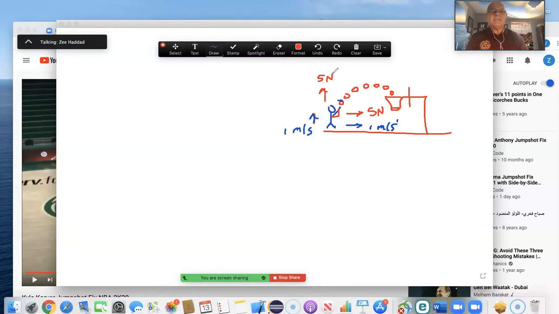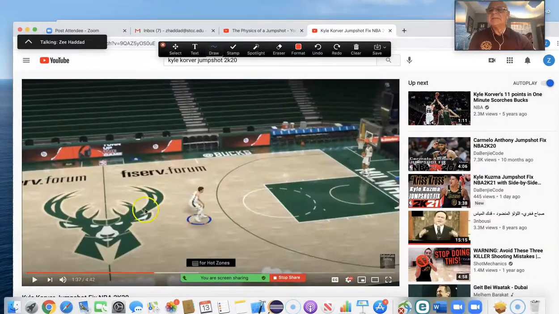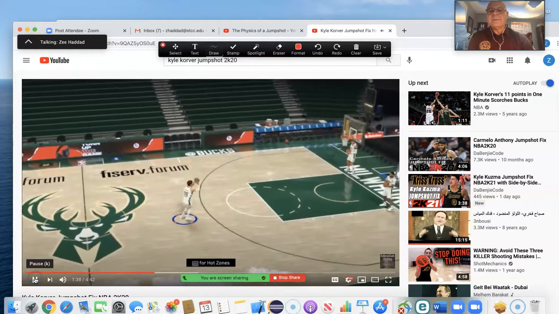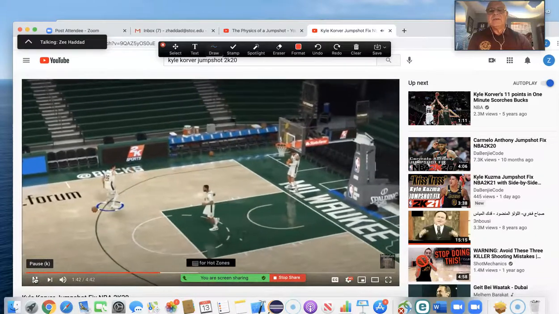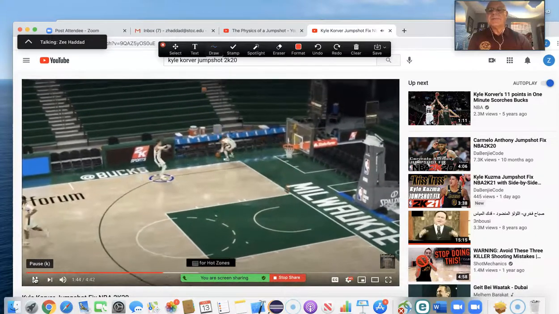Minimal strength he needs. And let's take a look. This is actually from one of the games, but watch where he lands when he shoots up in the air. He goes forward and he also jumps up at the same time.